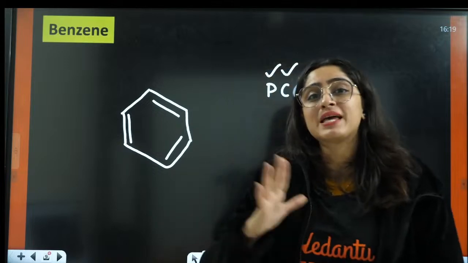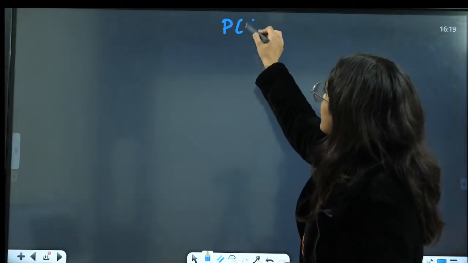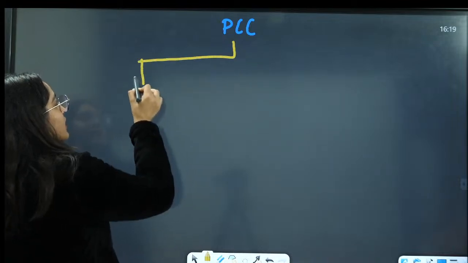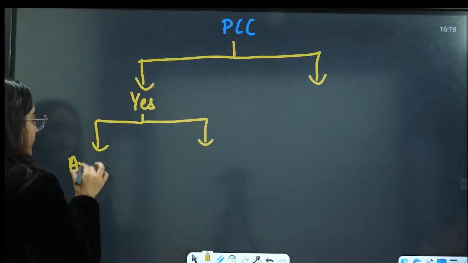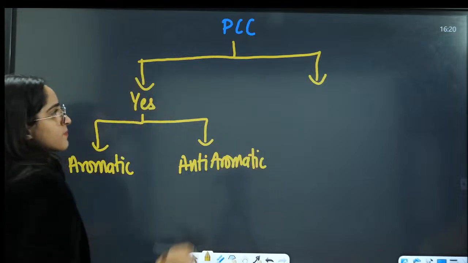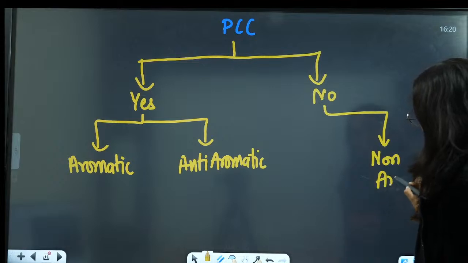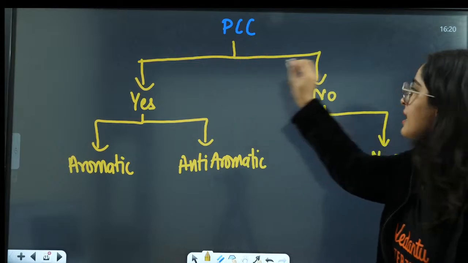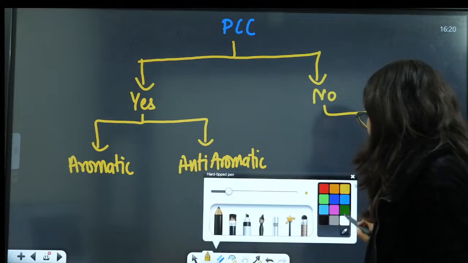Okay. Now, if PCC is followed, what will be the chart to understand if it is aromatic, non-aromatic or anti-aromatic? PCC is planar, complete conjugation and cyclic. If the PCC is followed, then you will say either it is aromatic or it is anti-aromatic, only these two things. And if it is not following PCC, you will say it is non-aromatic. You don't need to see other conditions. If it is not following PCC, it is simply non-aromatic. If it is following PCC, it is aromatic or anti-aromatic.